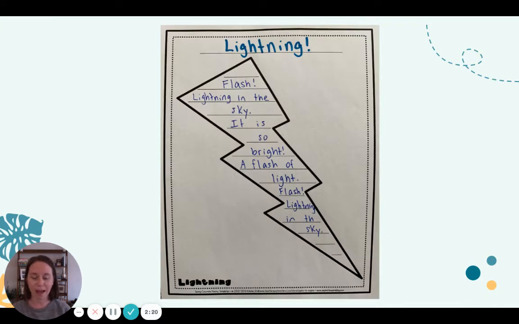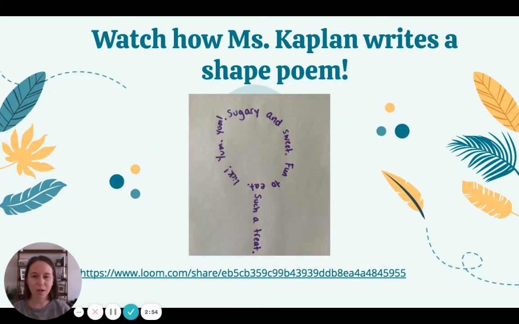Here's a shape poem that I wrote all about lightning. I used a paper that already had the shape of a lightning bolt on it and filled in the words. Here's my poem. Flash, lightning in the sky. It is so bright, a flash of light. Flash, lightning in the sky. I used some rhyming words and some repeating words too in my poem. And it's all about what a lightning bolt might look like, a bright light in the sky or a flash of light. So I used the shape to help me think of the words that I would use. Let's look at another example about how I wrote another shape poem.